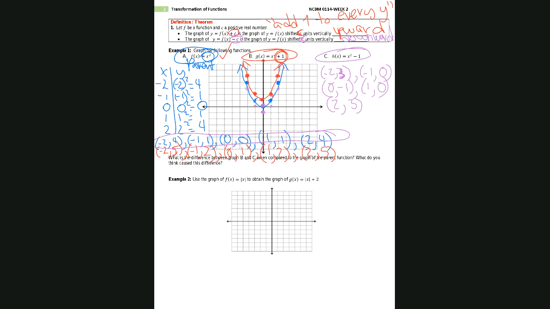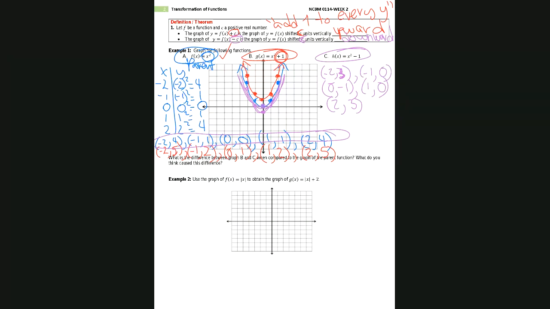And of course, we connect them. And of course, my drawing's not that pretty, but you're using a pencil, so yours should look better. Okay, and so there we have our 3 transformations. Parent function in blue. The shifted upward is in red. The shifted downward is in purple. So let's move on to our next example.